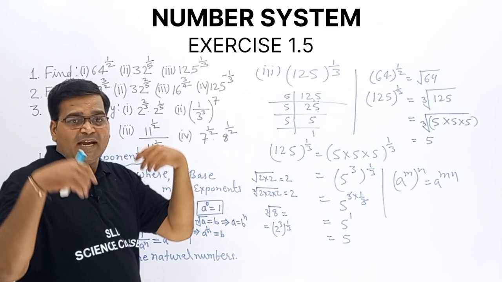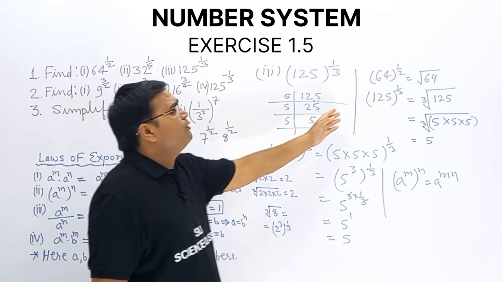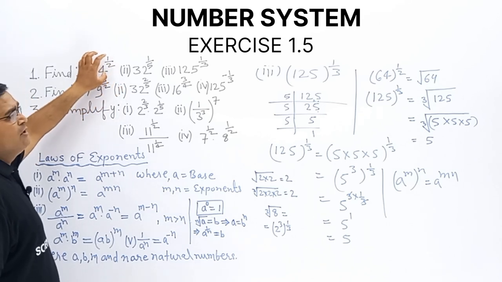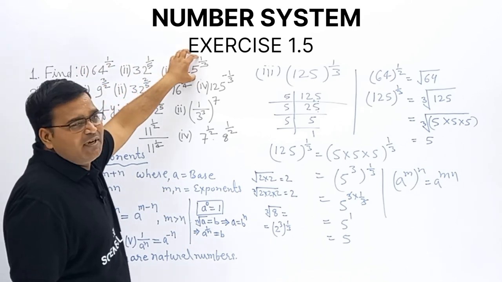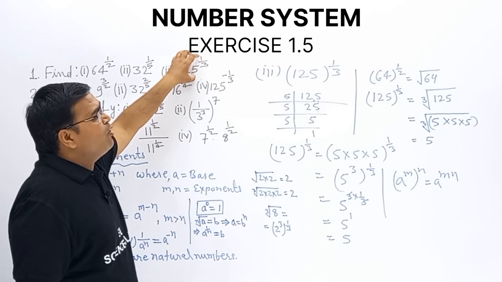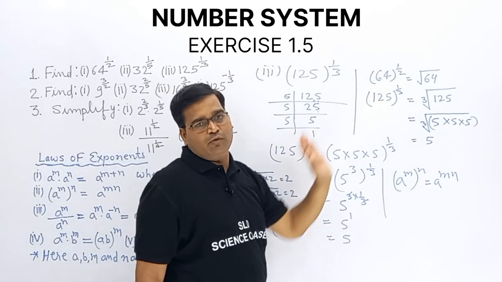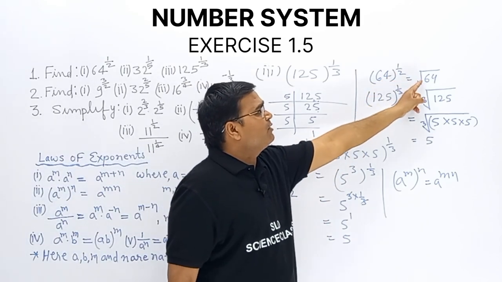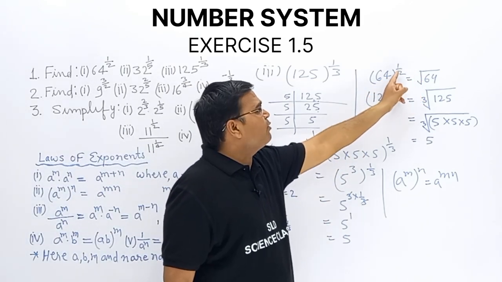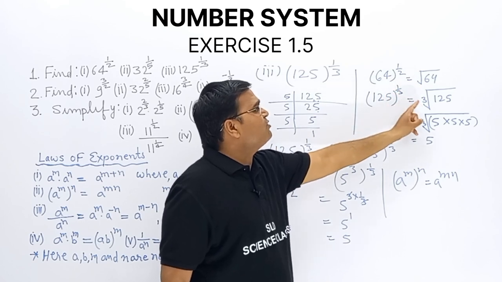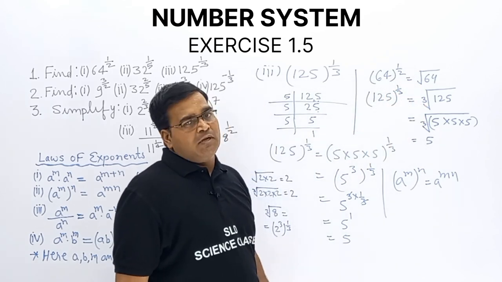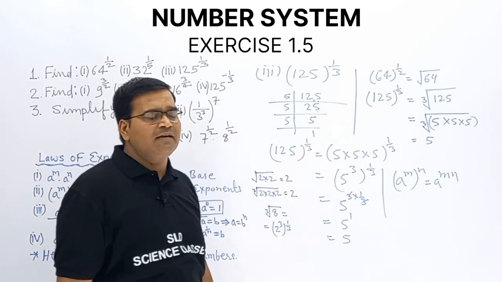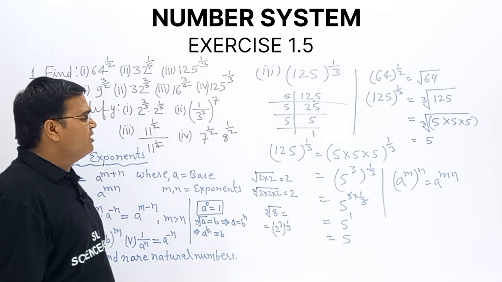Clear? If you are having some advanced knowledge, then you can do directly. What is the meaning of this one? If we are having power 1 by 2, its meaning is square root. Power 1 by 3 means cube root. So if you don't know, you can practice square root and cube root, then you can learn these things easily. Yes, observe.